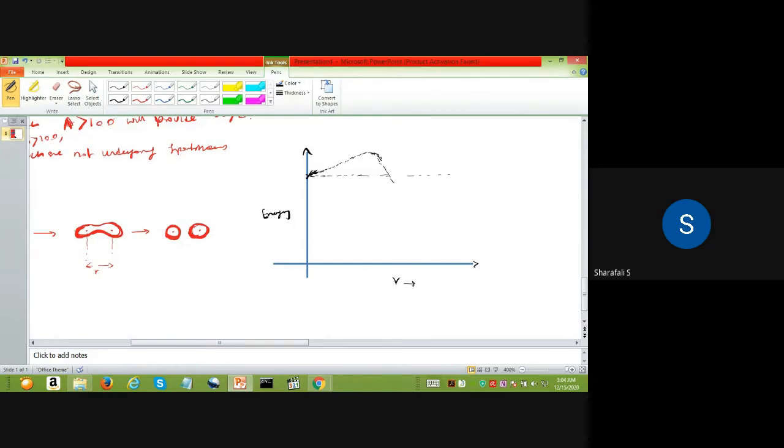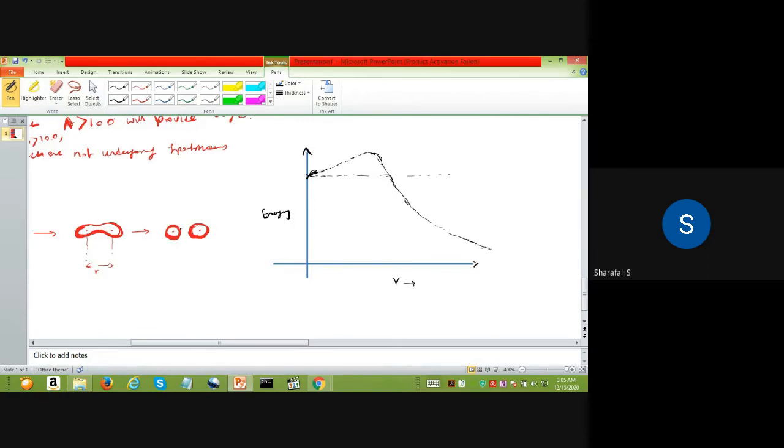And here it will be something like 1 by r fashion. From here onwards, it will be reducing in 1 by r fashion. Here those nuclei are well separated. When the energy reaches zero, which means this line touches the x-axis, at that point the daughter nuclei are well separated.